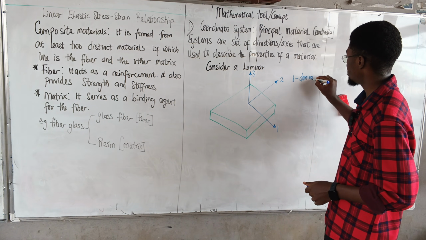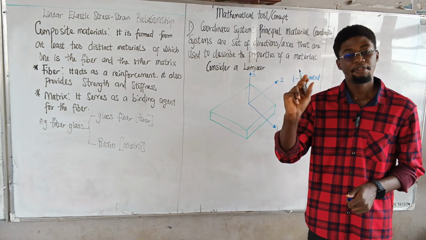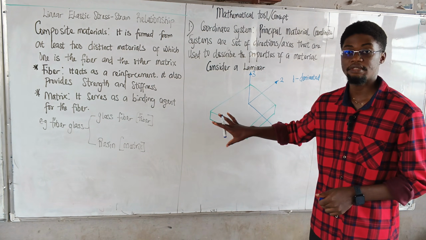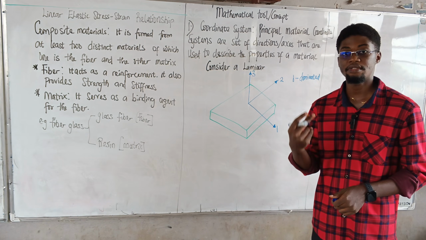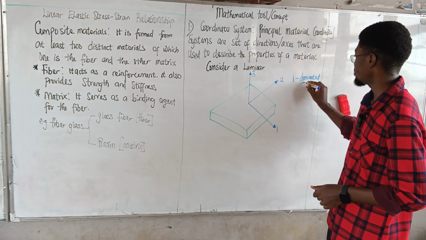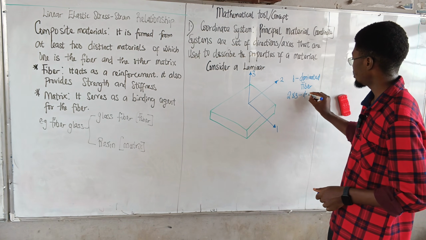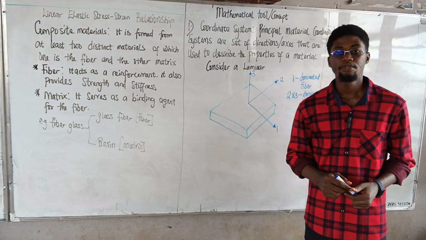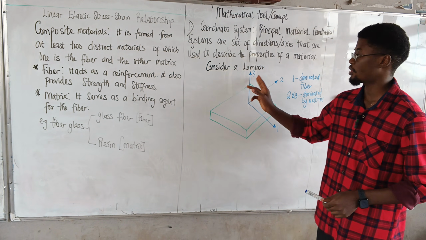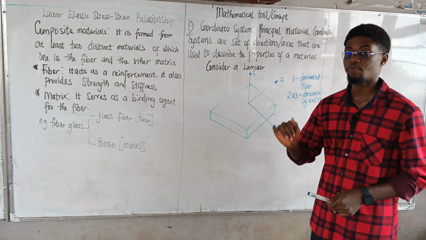Remember we said at the beginning of this video that every composite material is made up of what and what? Fiber and matrix. So this lamina, a layer of the composite material, is also made up of fiber and matrix. So my one direction is always dominated by fiber, while my 2 and 3 are dominated by matrix. Now we know the principal material coordinate system, which is the 1, 2, and 3 directions. Let's look at the meaning of each of these directions one after the other.